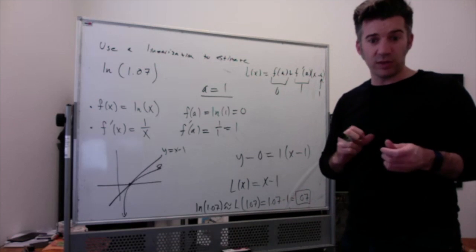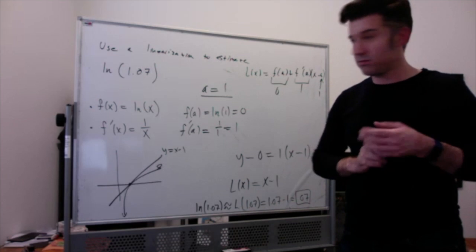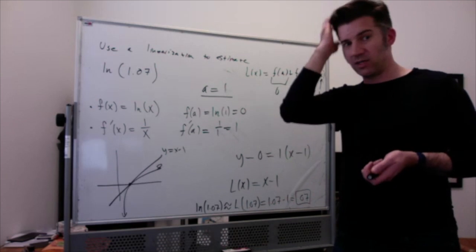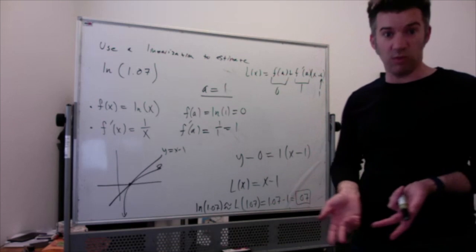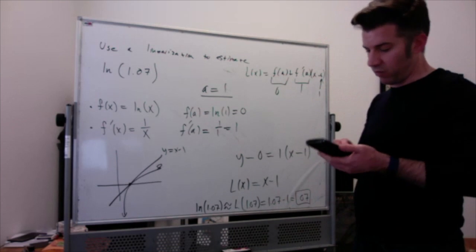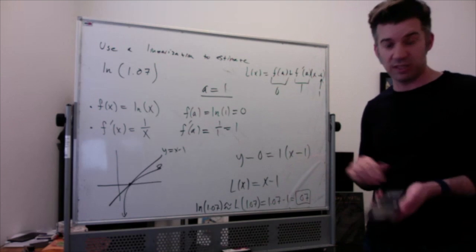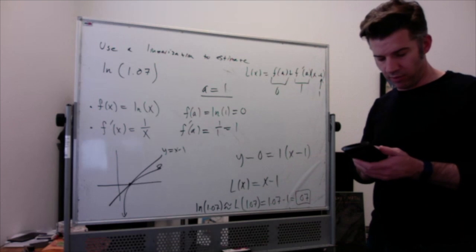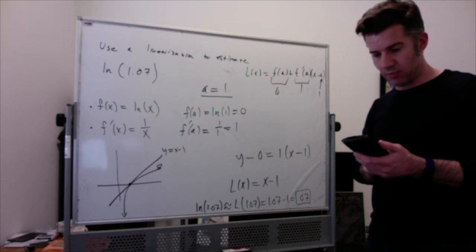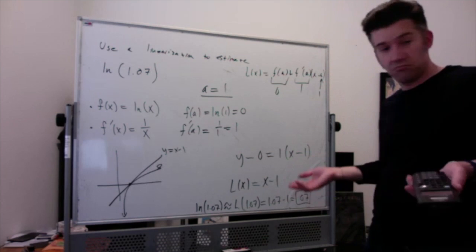And it is kind of interesting that for values of x near 1, the natural log of those values is just the value minus 1. And if you plug into a calculator, the natural log of 1.07, something that's not too much different than 1, is 0.06765. So pretty close to 0.07. Not too shabby.